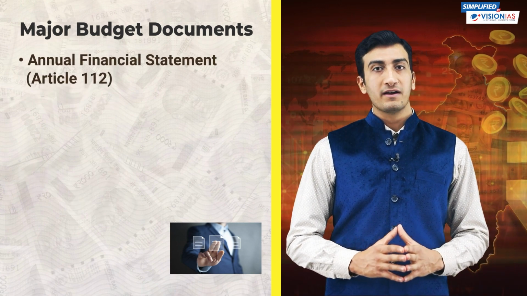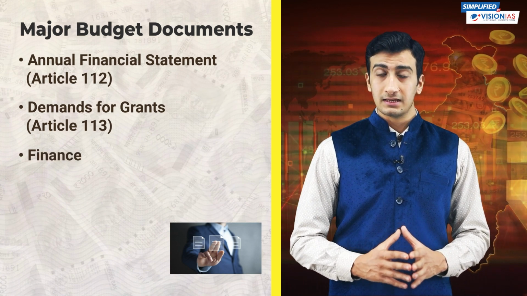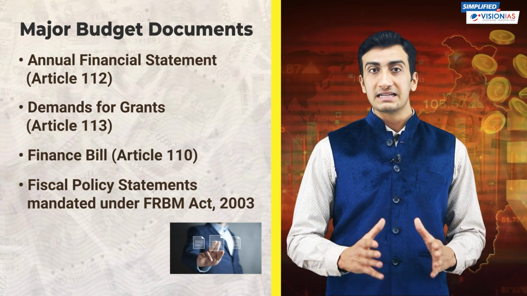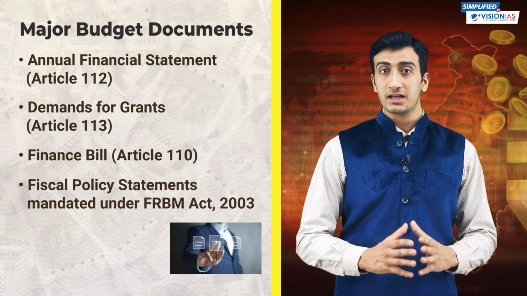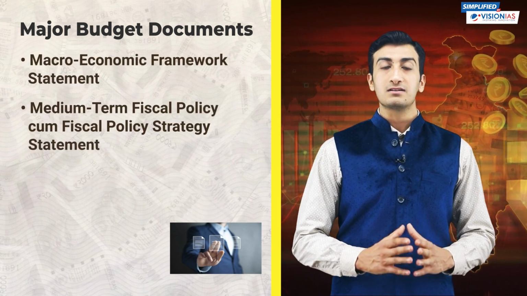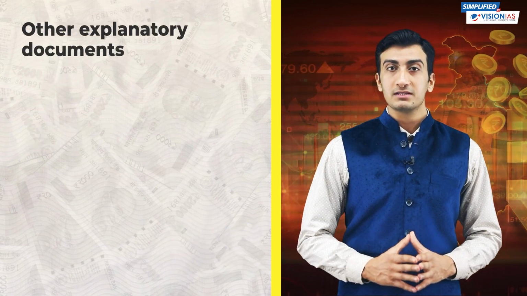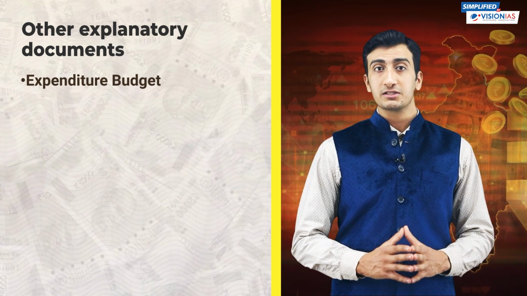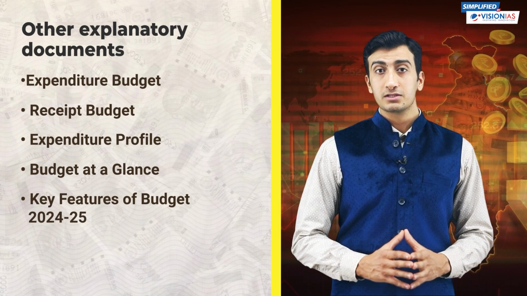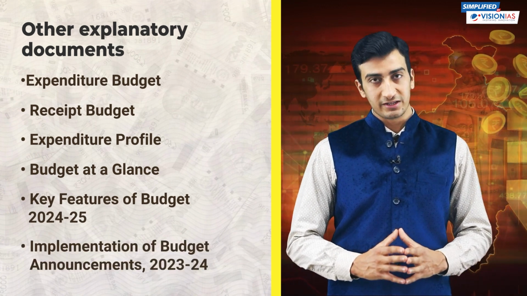Apart from the Finance Minister's budget speech, several other documents are presented to Parliament. These are Annual Financial Statement under Article 112, Demands for Grants under Article 113, Finance Bill under Article 110, and Fiscal Policy Statements mandated under the Fiscal Responsibility and Budget Management Act 2003, which also includes Macroeconomic Framework Statement and Medium-Term Fiscal Policy Strategy Statement. Other explanatory documents are also presented like Expenditure Budget, Receipt Budget, Expenditure Profile, Budget at a Glance, Key Features of Budget 2024-25, and Implementation of Budget Announcement 2023-24.